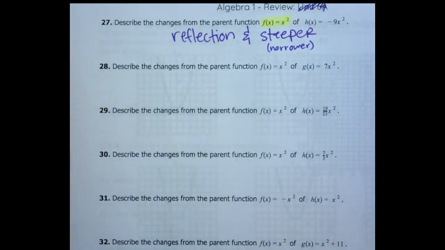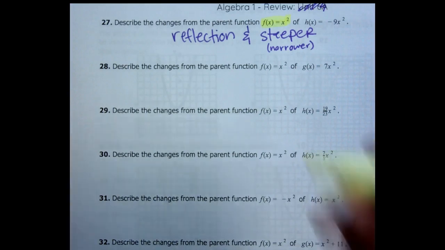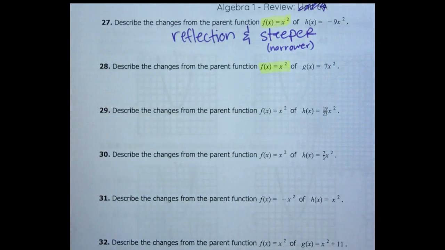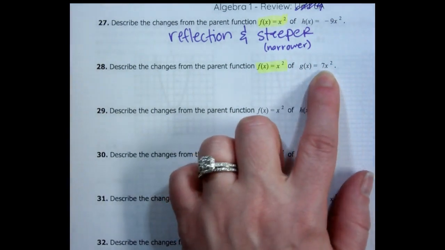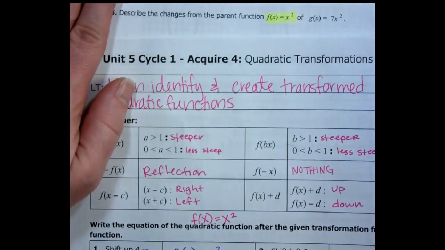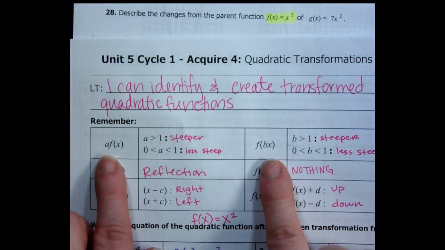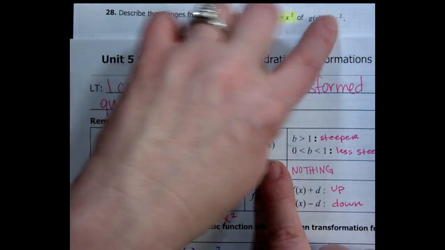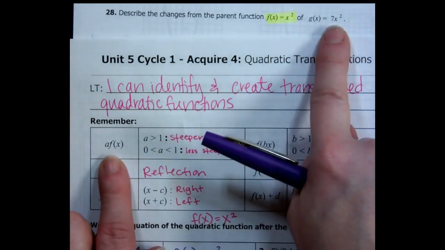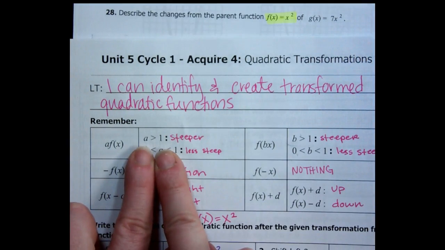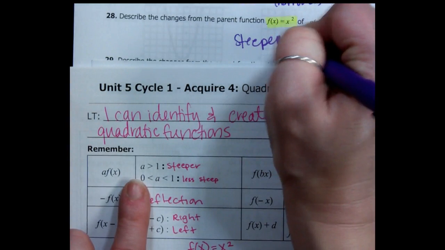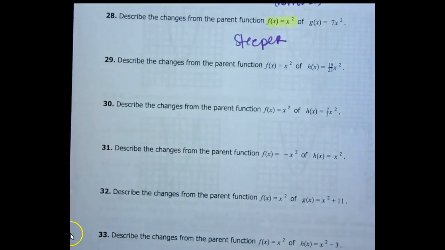28. Describe the changes from the parent function. Okay. g of x equals 7x squared. So if we look here, I'm multiplying by a number out in front. Multiplying is an A or a B. Now this has no parentheses, so it cannot be the B, which means it's got to be the A. And the number 7 is bigger than 1, which means that this is going to be a steeper parabola. It shouldn't do anything else.